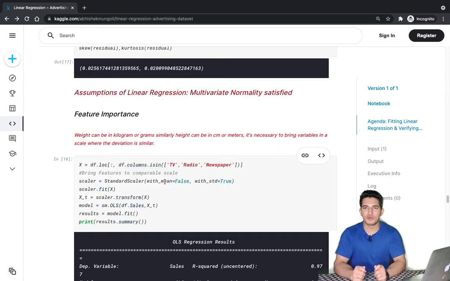Now coming to feature importance, one mistake that should not be made is to take the coefficient values, where a higher coefficient value means higher feature importance. No, that is not the case, because we have seen in the assumption video as well that for length or weight, depending on their unit, that is kilogram, gram or meter, centimeter, the coefficient value will change. So the coefficient value doesn't mean how important that feature is.